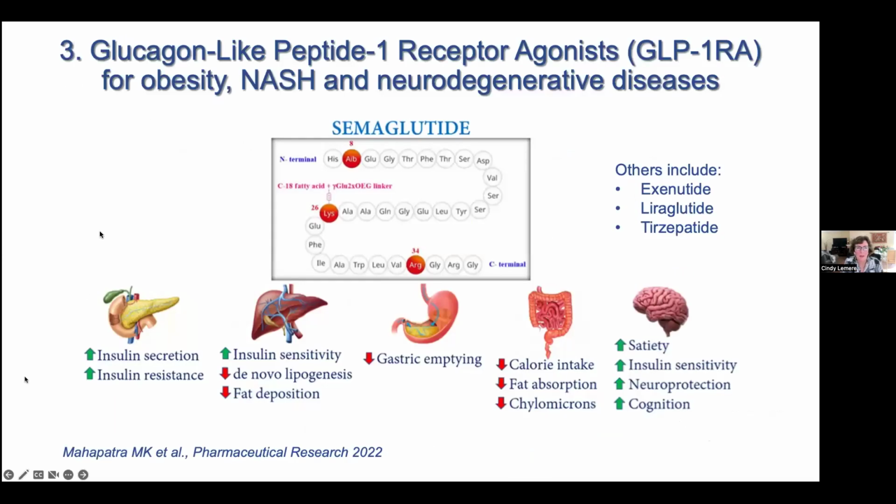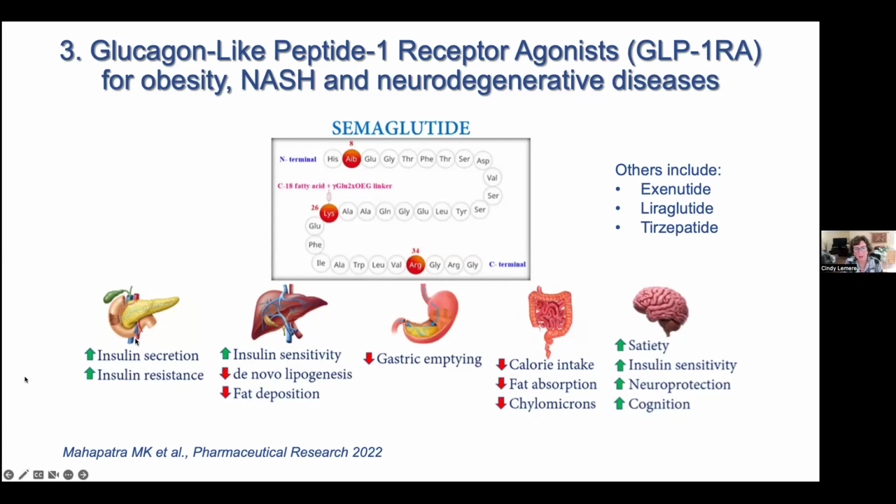Now, the third method that we propose to try is using glucagon-like peptide 1 receptor agonists, GLP-1 RAs. And I'm sure you've all heard the commercials for Ozempic. Ozempic is semaglutide. It's made by Novo Nordisk, but there are a number of other GLP-1 RAs, including Mounjaro, which is now out from Eli Lilly and has been FDA approved.